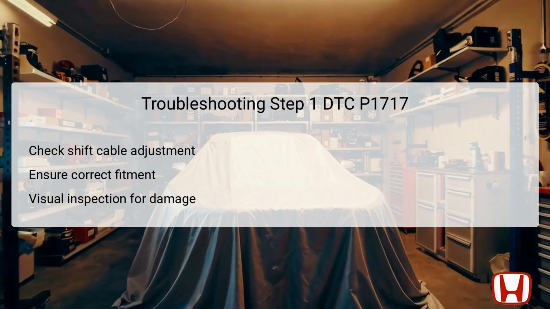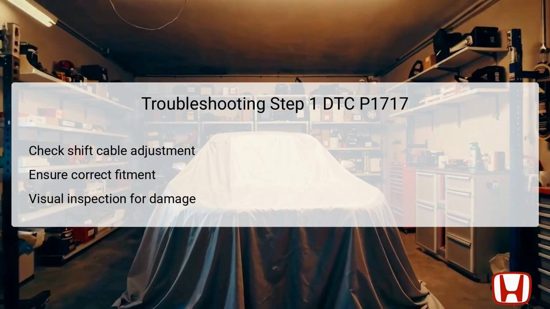The first troubleshooting step for DTC P1717 involves checking the shift cable adjustment. Incorrect adjustment of the shift cable can lead to improper communication between the gear shifter and the transmission range switch. It's important to visually inspect the cable for any signs of wear or damage that may affect its operation, and ensure that it is securely connected at both ends. Any looseness or misalignment may result in faulty readings from the transmission range switch.